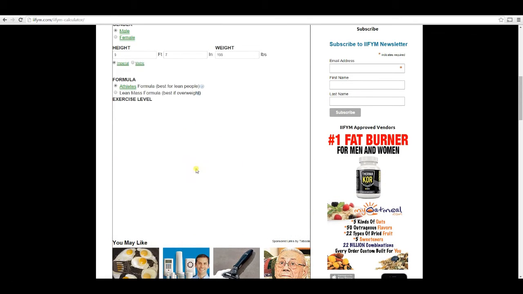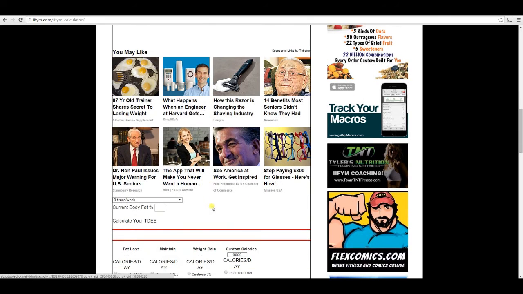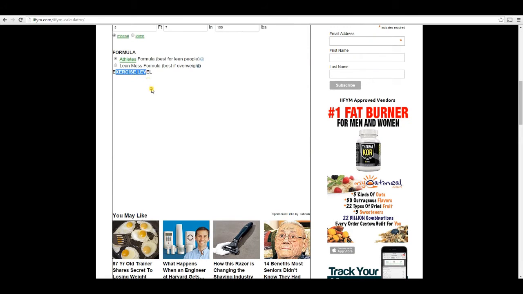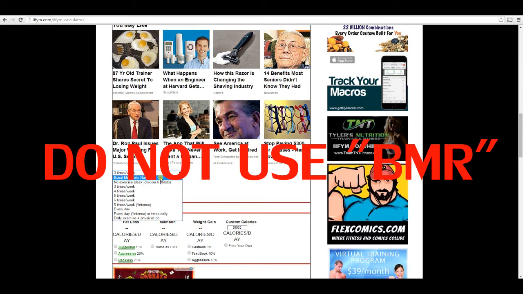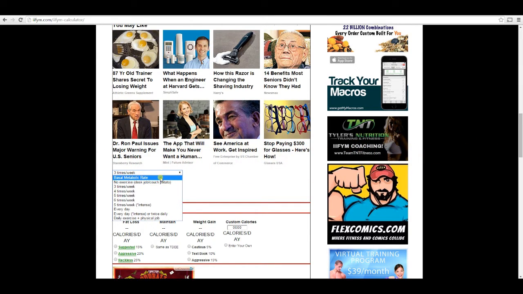So move down past these random advertisements, and you're going to put, well, here is your exercise level. So it says up here exercise level. You're going to be moving down here to actually press it, and as I've said in other videos, you will absolutely not use the basal metabolic rate. Okay? The numbers you will receive with the basal metabolic rate will be extremely low, and you will be shocked, and you will be mad, and you will think you can never lose weight. But that's because you've picked the wrong numbers.